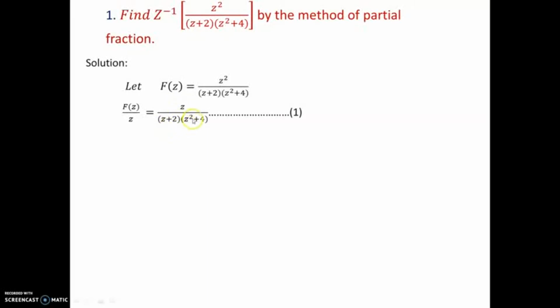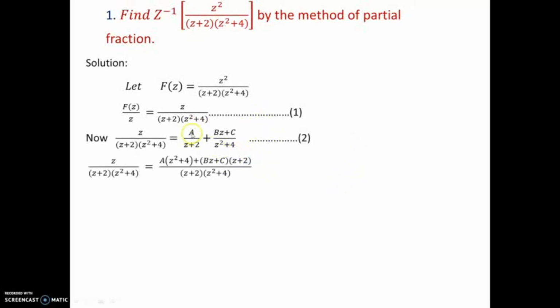So the degree of denominator is 3. There are three arbitrary constants, say capital A, capital B and capital C. The first factor is a linear factor, so we split in this form: capital A divided by z plus 2. The second factor is quadratic, therefore we split in this form: Bz plus C divided by z squared plus 4. Next, to find the arbitrary constants A, B, C.